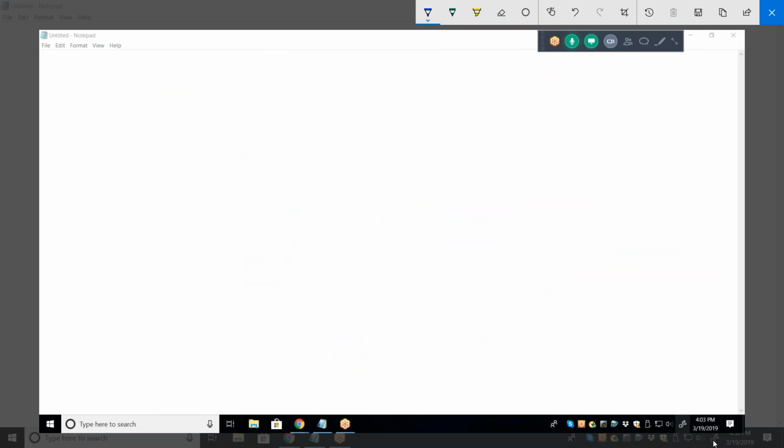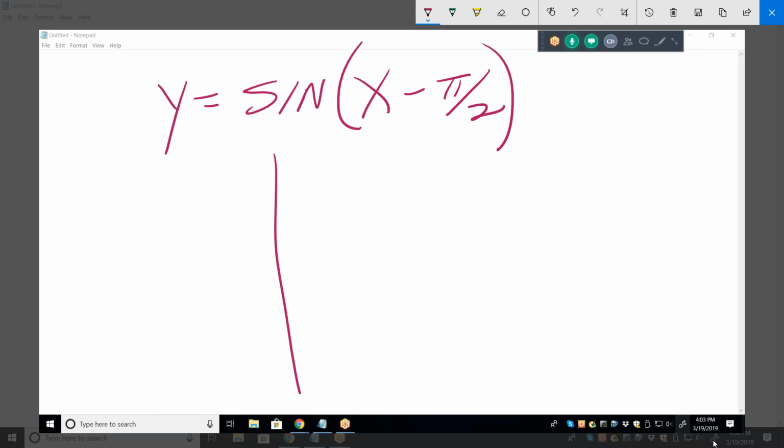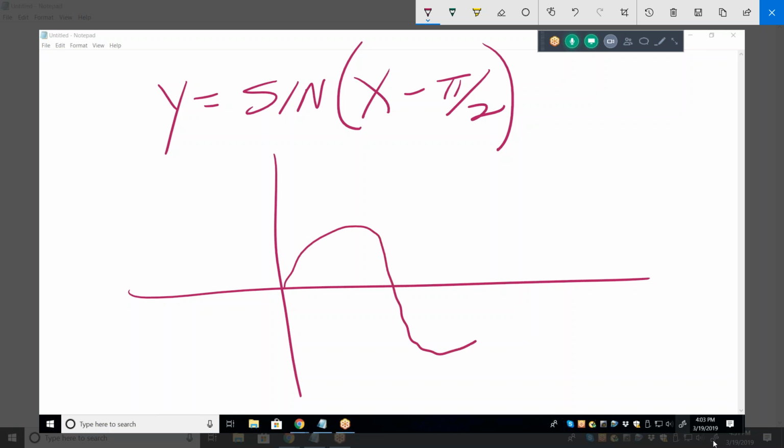Let's talk about horizontal shift. Well, I know it's horizontal because it's inside the function. Now, this is what Trig will call a phase shift. But in reality, it's just like a horizontal shift when you're graphing polynomials. So I'm going to take my sine curve and duplicate it. Horizontal shifts do not change shape. We merely move it left or right.